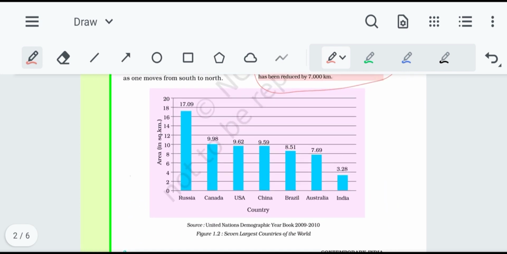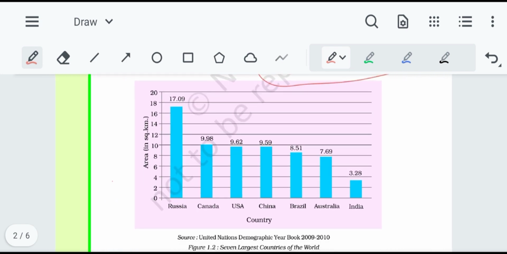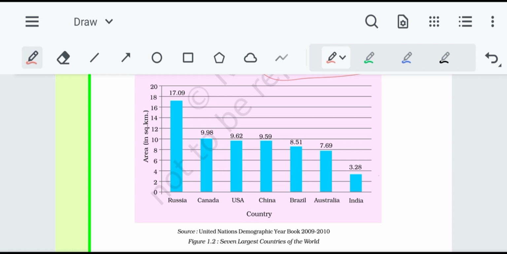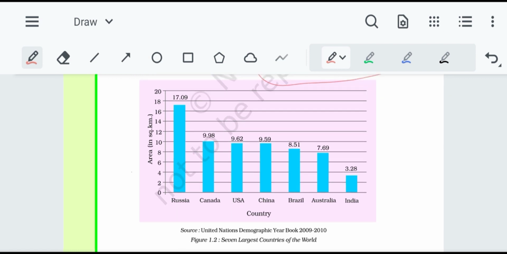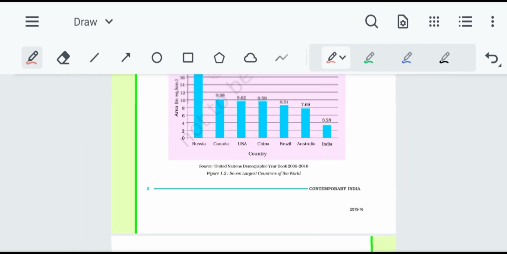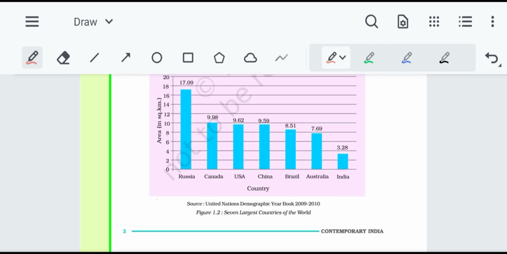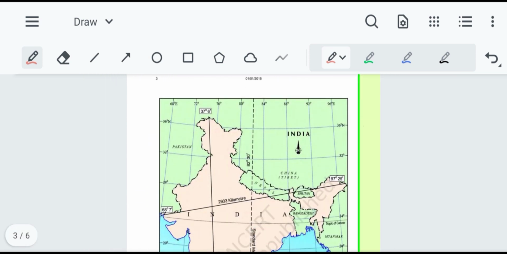After it, there is the largest country of the world, Russia. Russia is the largest country of the world, and India got the 7th rank in this chart. India is 3.28 million square kilometers.